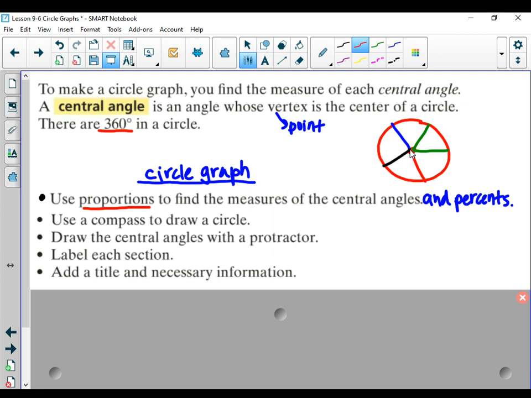Also, like Drake is saying, label each section. So there's probably a section that says fruit and vegetables, protein, dairy, grains. Otherwise, we don't know what we're looking at. Plus the title and anything else that's necessary. So the nutritionist on the one that Drake's talking about probably put 40% of your food should be fruits and vegetables. I made that up, but they probably put a number in there so you knew what you were looking at.